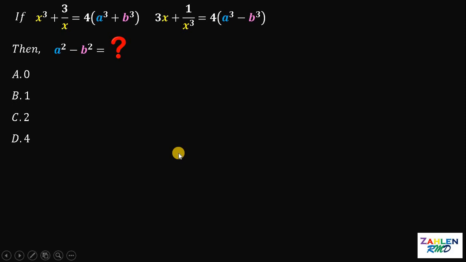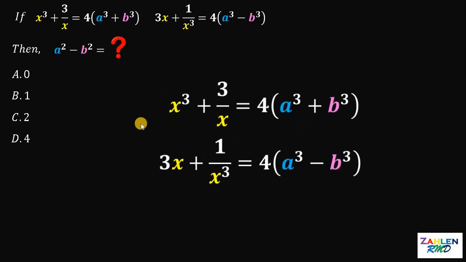So our goal is to solve for the value of a squared minus b squared. And also, we have some choices. Is it 0, 1, 2, or 4? Now, to answer this question, let's focus on the given equation.